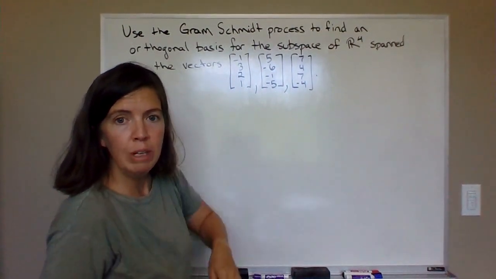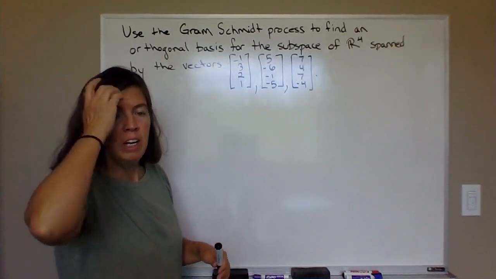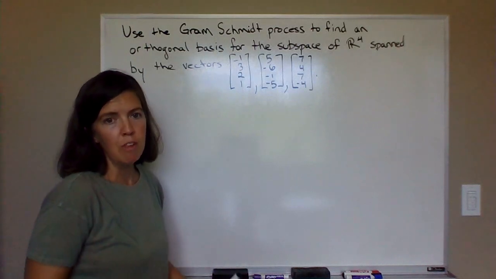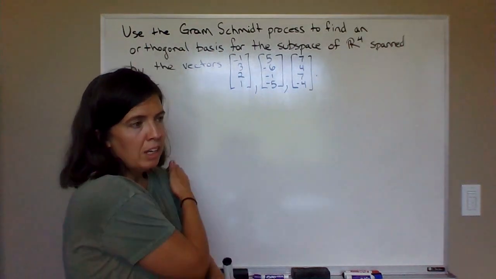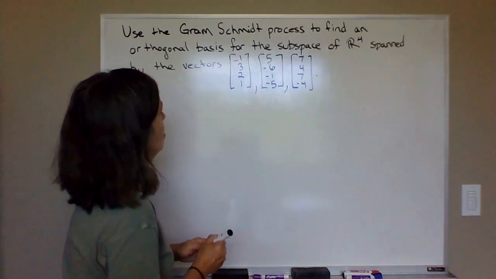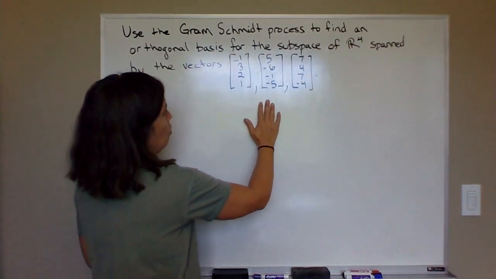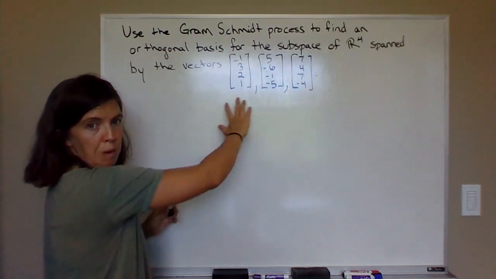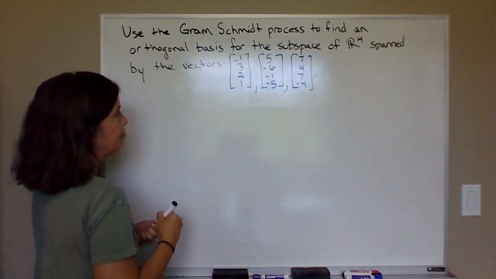So I'm going to use the Gram-Schmidt process, but I'm not going to just write down the formula and follow it, even though you're welcome to do that when you solve these problems in the homework. But I want to think through it as we go here. So the goal is to build an orthogonal basis from this spanning set here.